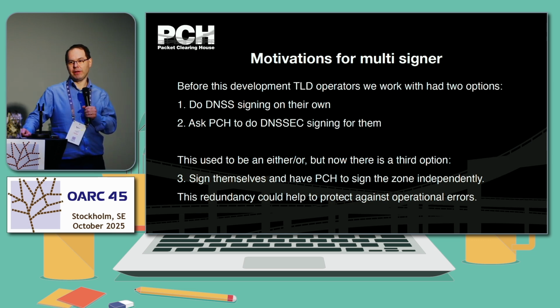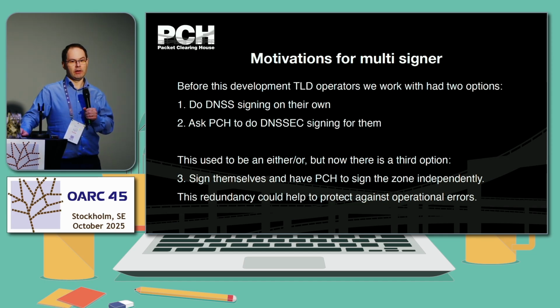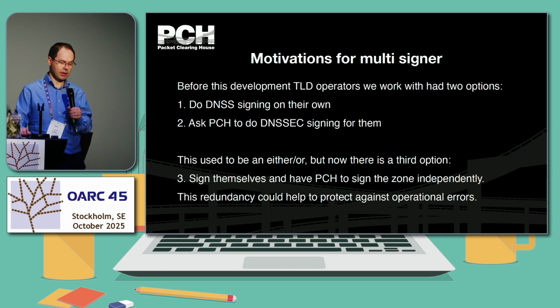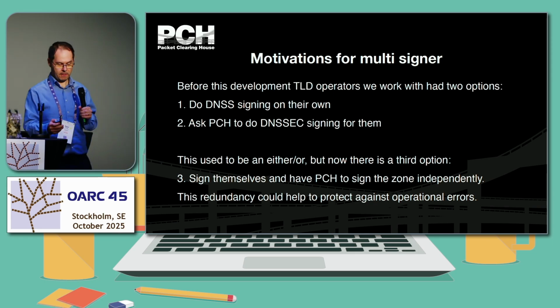But now there is maybe a third option, and this is something which we use with PG, which is Papua New Guinea. This is when they sign the zone themselves, and we independently sign the zone as well. This redundancy can help to protect against operational errors, network issues, whatever.